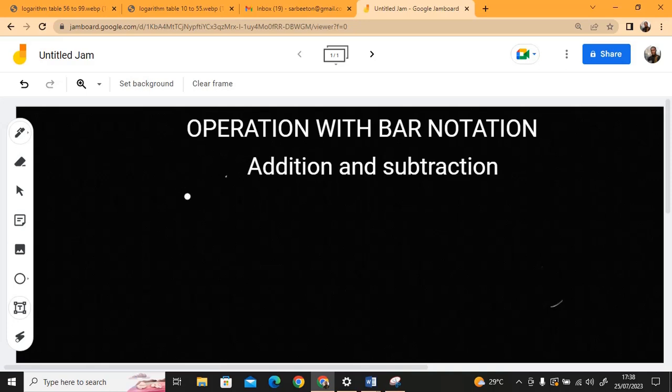And let's move on. Let's assume you are given something like bar 5.4 minus, you have minus here, minus what?